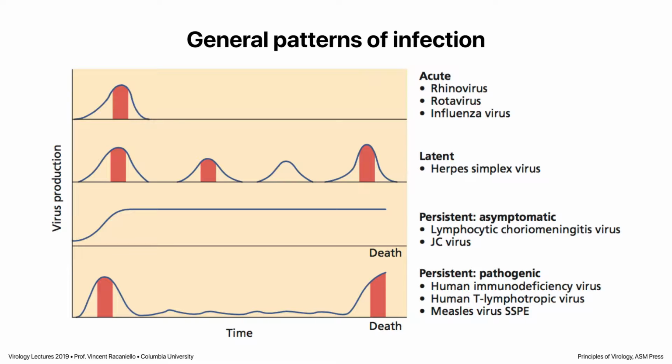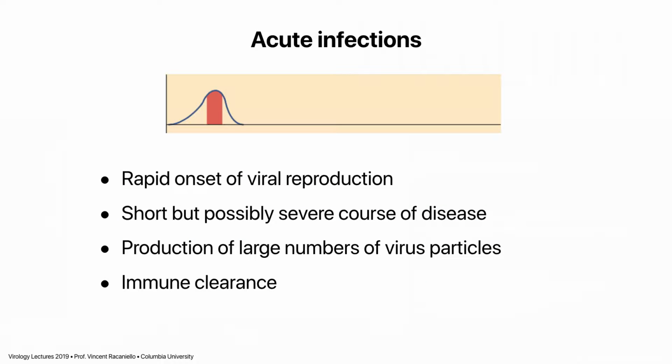The pattern at the top, an acute infection: rapid onset of viral reproduction, a short course of disease, but it could be serious, it might not be serious, could be inapparent, but could be serious as well. Production of large numbers of virus particles and immune clearance typically. So the virus is cleared at some point. You either die or the virus infection is cleared. So Ebola virus was considered for many years to be an acute infection. You either died or you cleared the infection. Now we think there may be some examples of persistence, and we will talk about that.